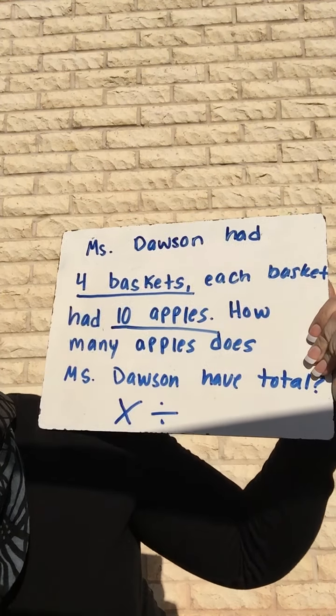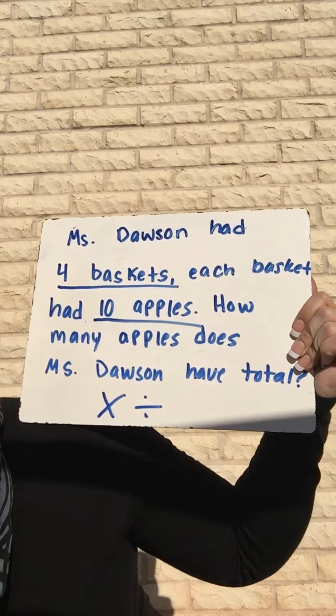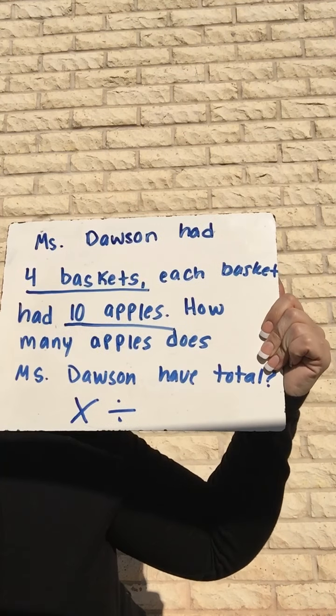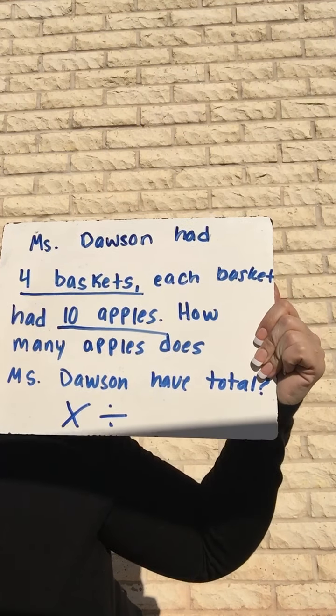So reading those labels is important. Apples and baskets are different, so we know we are either going to multiply or divide. Let's keep reading to figure out what we're going to do next. It says, how many apples does Miss Dawson have total? Sometimes you're going to be looking for a total, and sometimes you're going to be breaking apart that total. This one asks us to find our total.